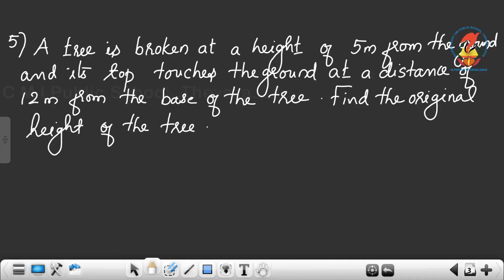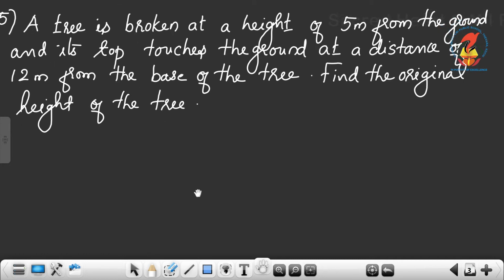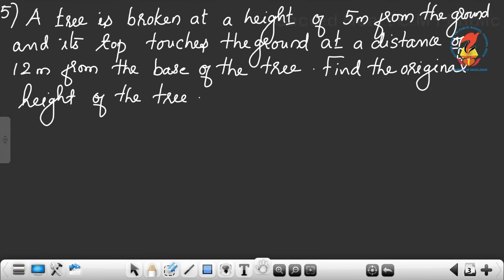Now, question number 5. A tree is broken at a height of 5 meters from the ground and its top touches the ground at a distance of 12 meters from the base of the tree. Find the original height of the tree. A tree is broken at a height of 5 meters from the ground.